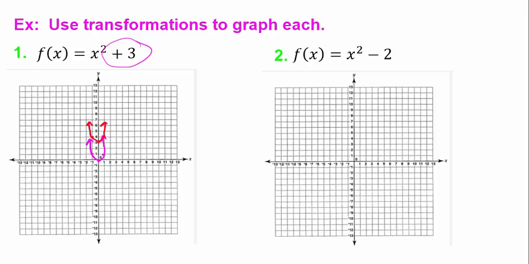For the second problem, however, I've got a minus 2. But we start the same. We graph our basic function, which is x squared, so 0, 0, 1, 1, and negative 1, positive 1, again creating a parabola. From here we will then move each point down 2 units. So 0, negative 2, 1, negative 1, and negative 1, negative 1, still producing a parabola.